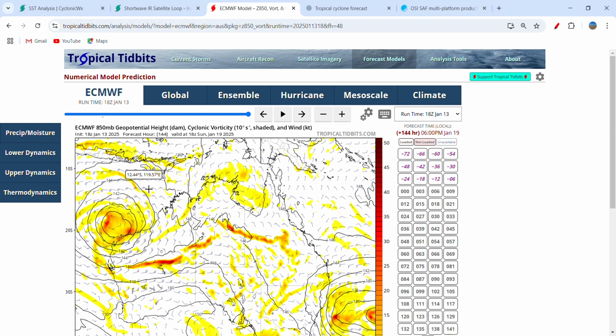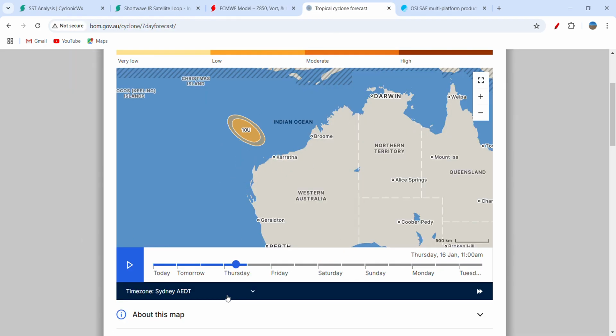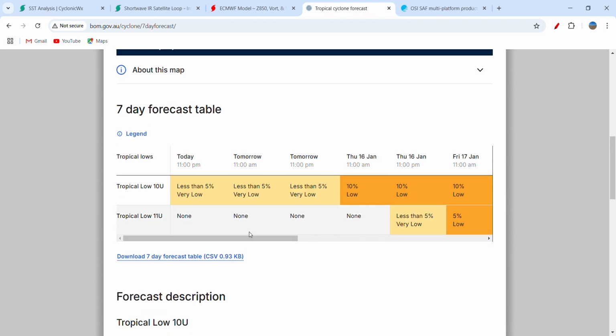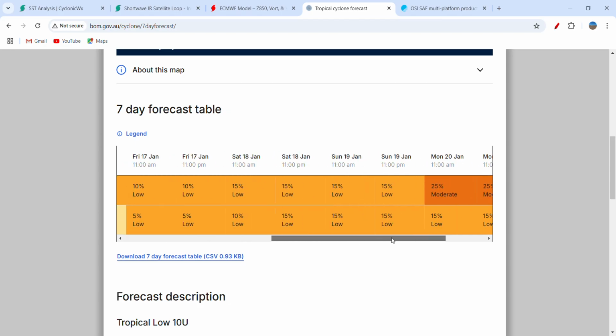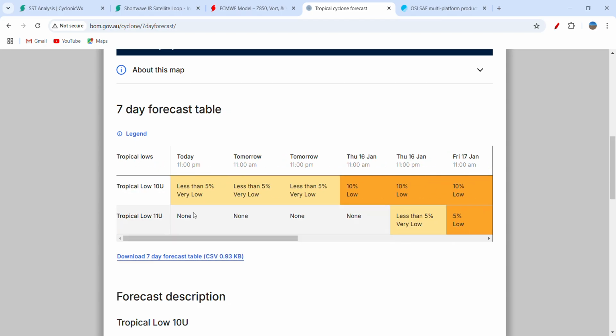I do see chances slowly being increased by the Bureau for 10U. Obviously we're seeing that now. They are noticing that chances are increasing for 10U, hence they've increased the chances. But they've also increased chances for 11U. I'm not sure why they've done that. In my view, at least, I don't think that it has really noticeable potential.